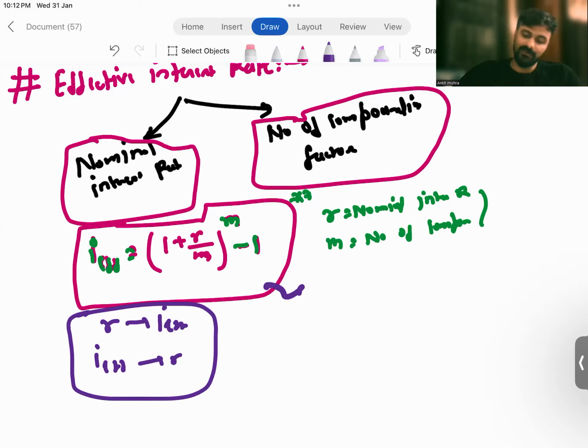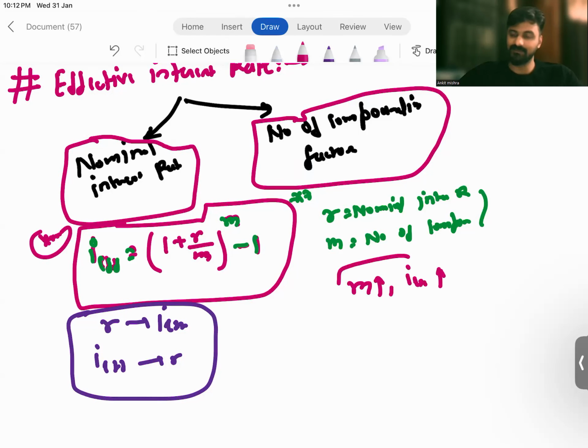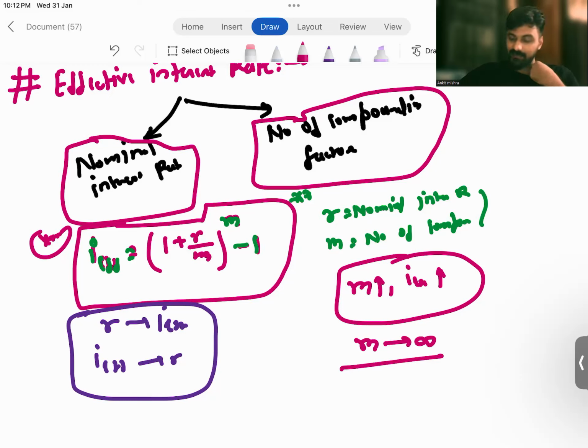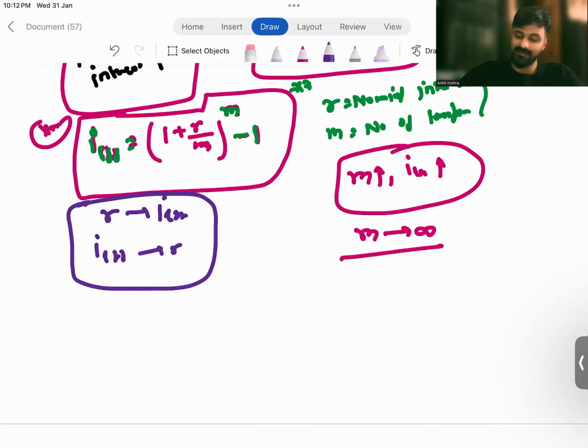Now, what I have told you is that if you increase the number of compounding, the interest rate will increase, and you can observe that from here. If you increase the value of m, the effective interest rate will increase. But what will happen if m tends to infinity? In that condition, the time period of compounding becomes extremely small, or the number of intervals becomes extremely large, so the interest rate will be calculated with the help of continuous compounding.